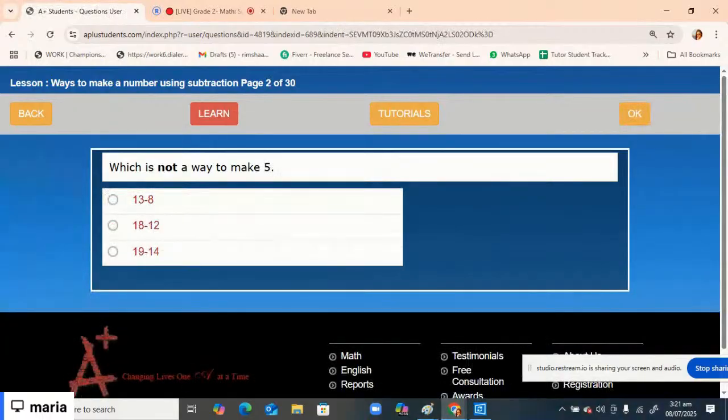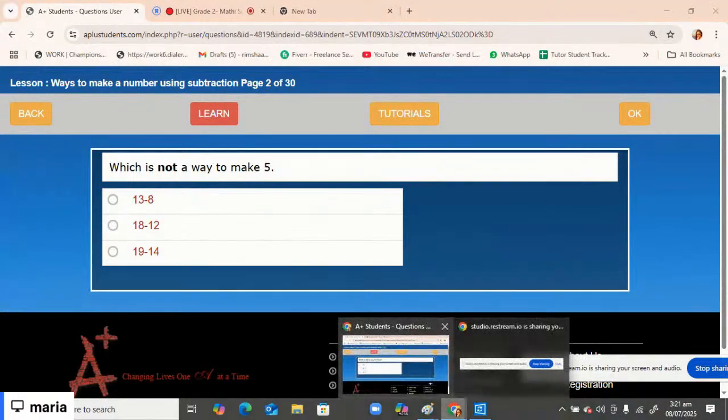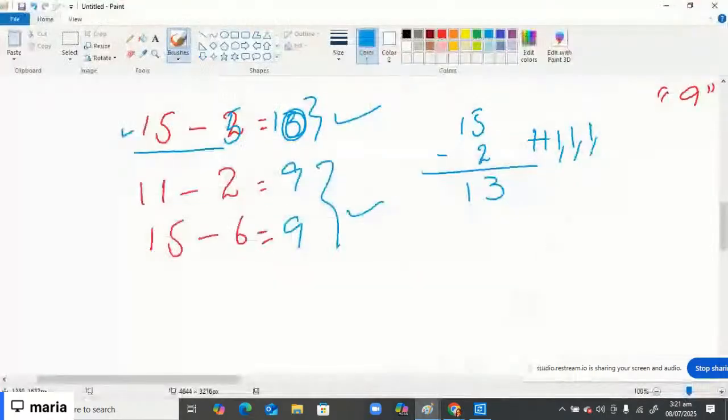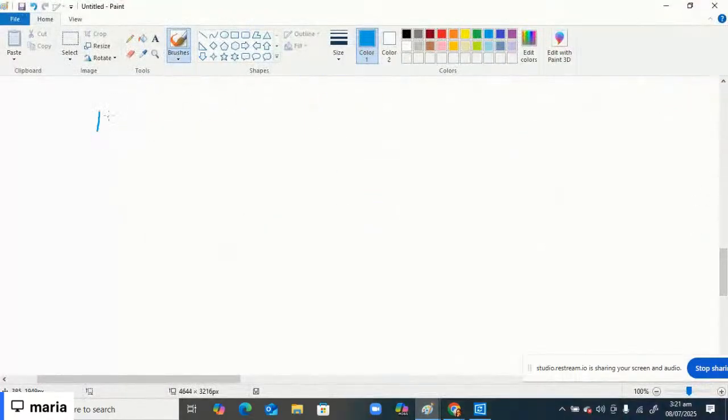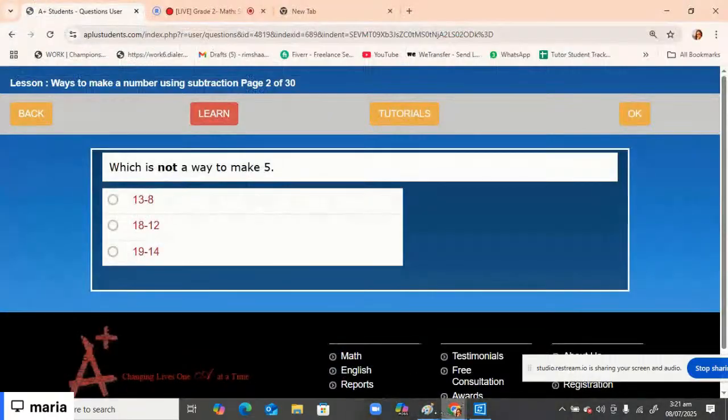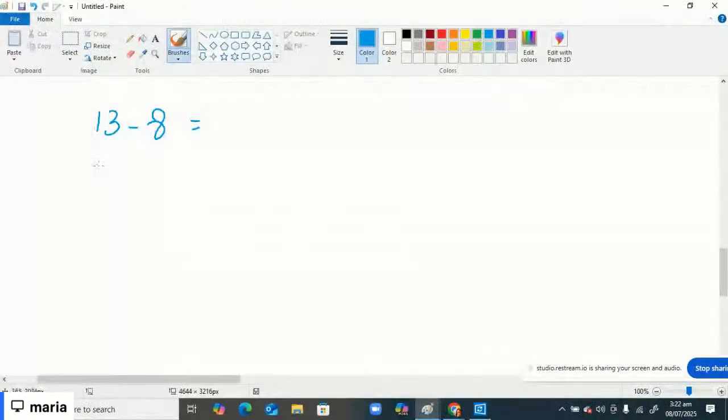Let's do one more question. Which is not a way to make 5? So here are the options: 13 minus 8, 12 minus 8, 18 minus 12, 19 minus 14. So which is not a way to make 5?